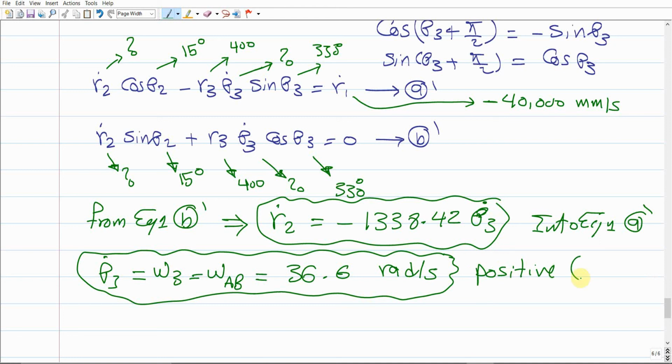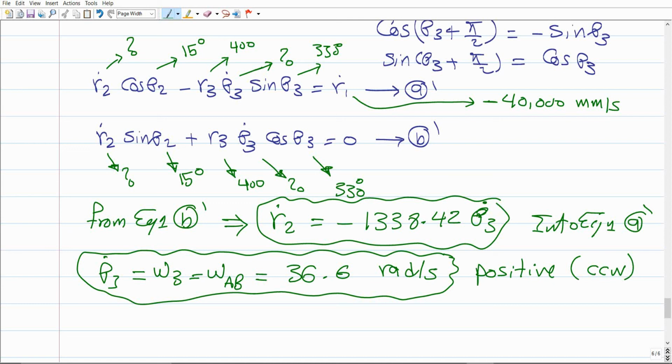Positive means that the direction of this omega 3 is counterclockwise. So if the omega that you get from the calculation has a positive value, this indicates that the direction of the angular velocity is counterclockwise. This is the positive direction. If it is negative, it means that it is in the clockwise direction. Why is positive counterclockwise and negative clockwise?